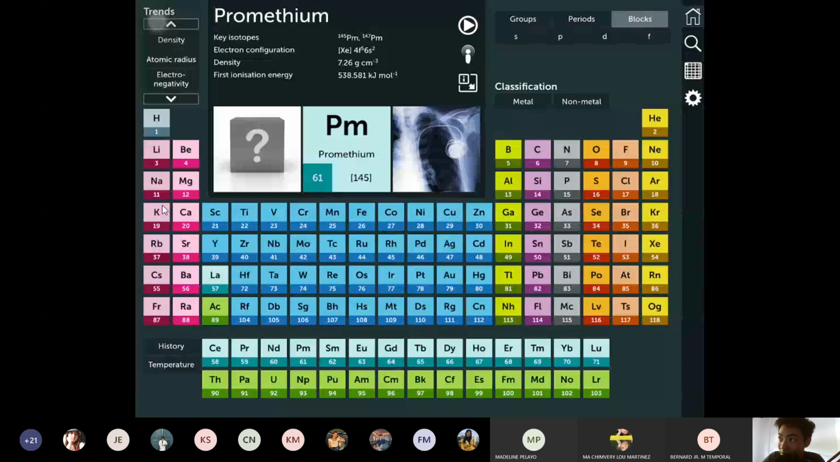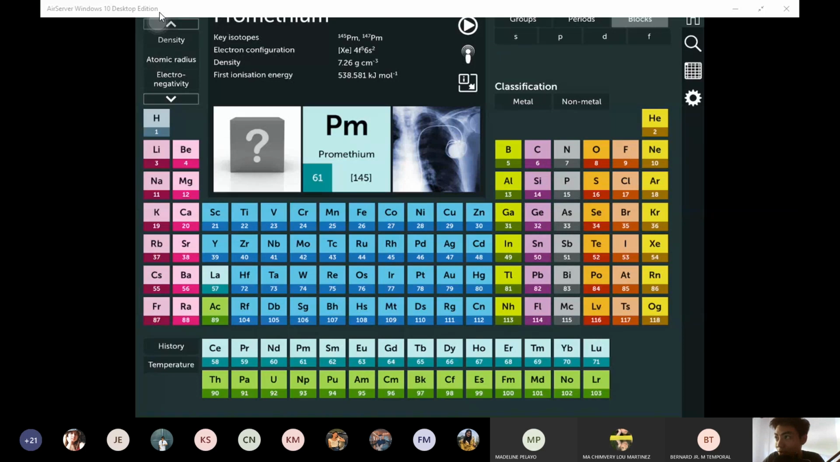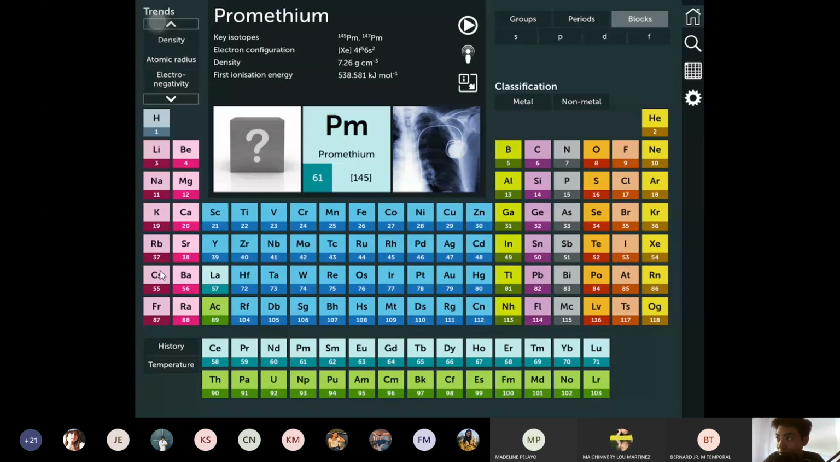Ito, S1 orbital, S2 orbital, P1, P2, P3, P4, P5, P6 na. So, yan. So, yun yung idea. So, ito yung S1 orbital, S2 orbital, P1 orbital, P2, P3, P4, P5, P6, di ba?